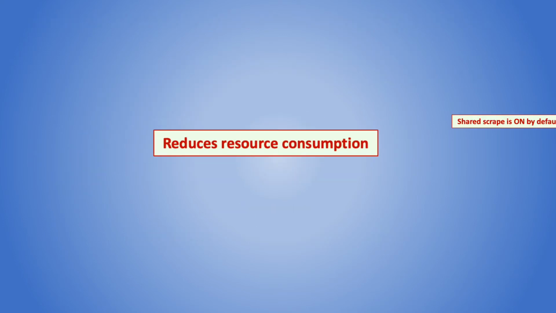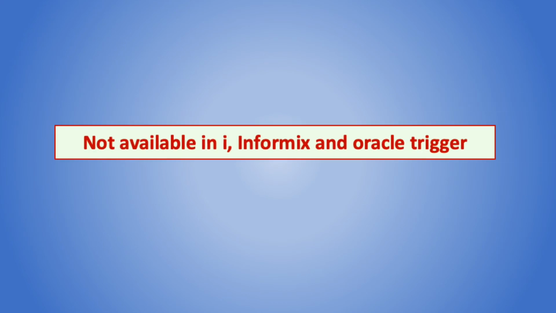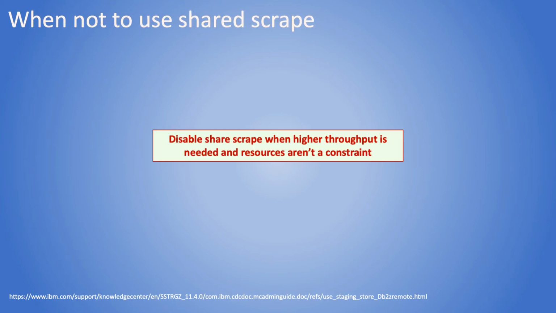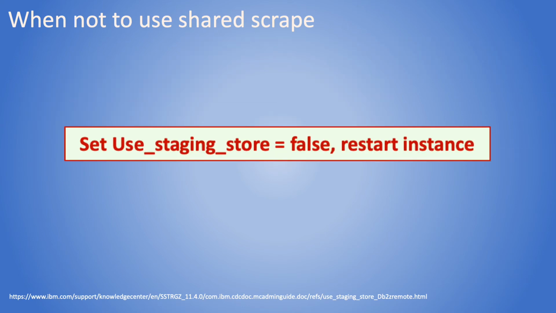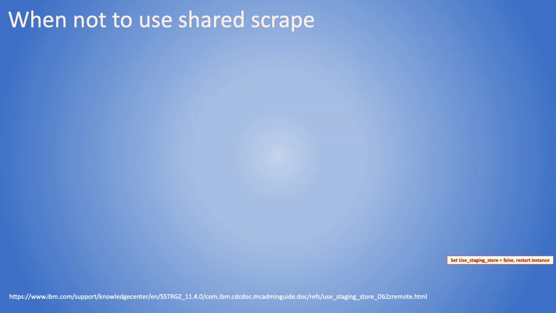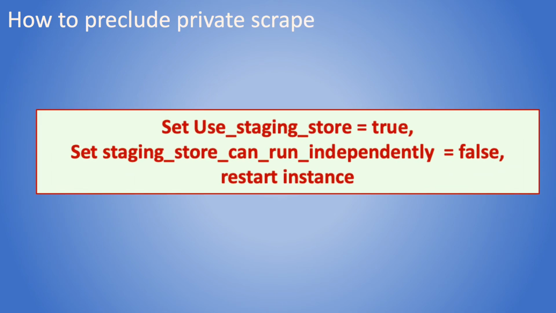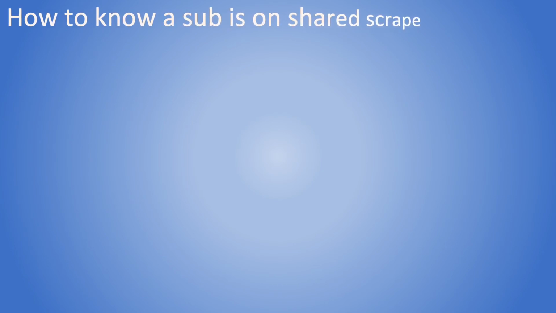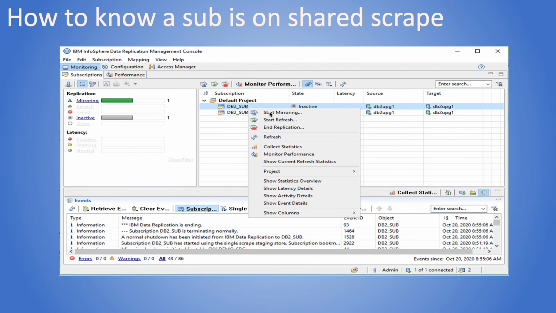Some key points about shared scraper. There can be situations where shared scraper is not desirable. We can prevent private scrapers from being created by setting these parameters. Let's look at how to figure out if a subscription is using a shared scraper.